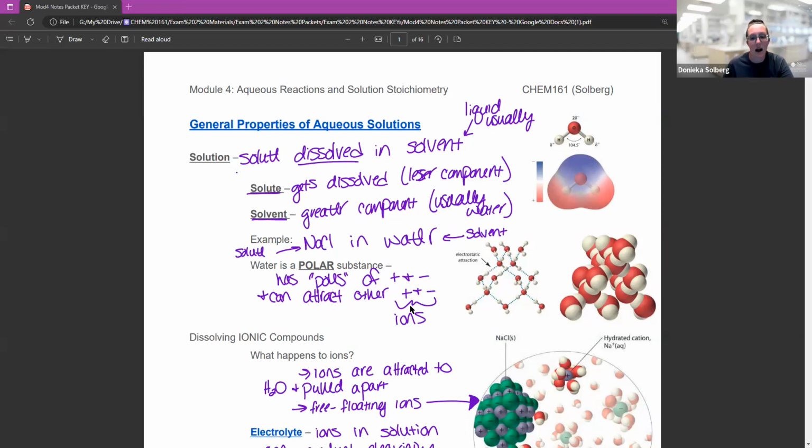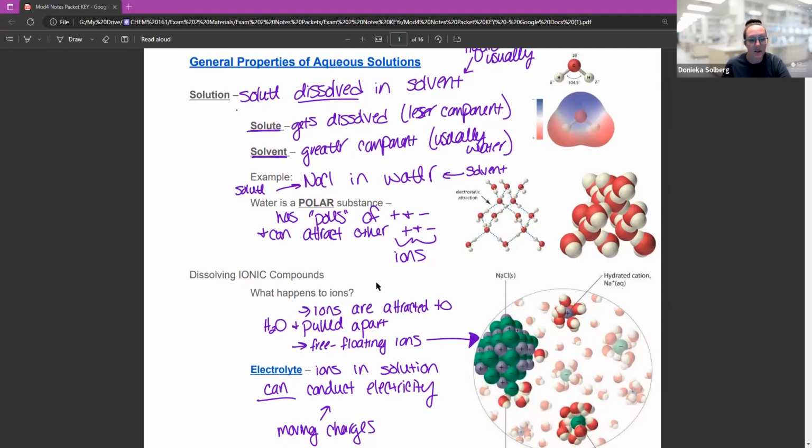These ions get attracted to water, and that's what happens when they dissolve. When you dissolve an ionic compound, what happens to those ions? Those ions are attracted to the water and then they pull apart. That's how we get free floating ions. That's why ionic things, when you dissolve them in water, can conduct electricity, because those charges, those ions, can move.